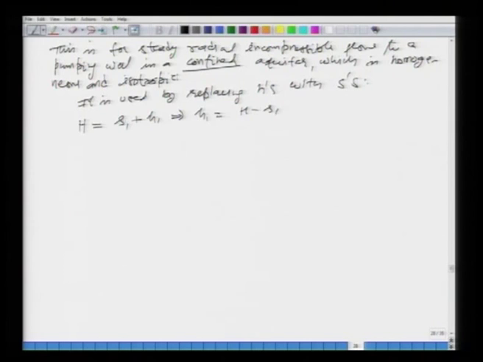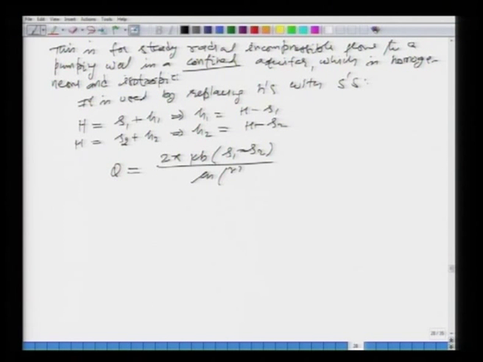Capital H minus S1, and similarly your capital H is also equal to S2 plus H2. So, that will give you your H2 as capital H minus S2. Okay. So, you put these things in your equilibrium equation, what you will get is this: Q is equal to 2 pi Kb of your S1 minus S2. Okay. So, earlier we had H2 minus H1, it will be S1 minus S2, and then natural log of R2 over R1. Okay. And this is your equation number 2. Let me put it in a box.